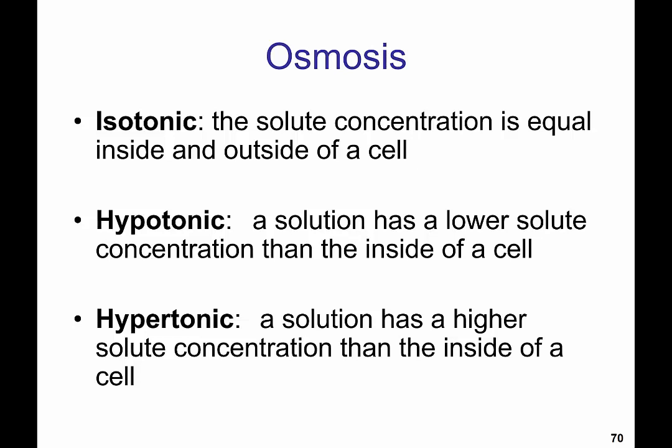In a hypotonic solution, hypo means lower. If you think of hypothermia as in a lower temperature, a hypotonic solution has a lower solute concentration than the inside of a cell. Hypertonic is just the opposite. Hyper means higher. Think hyperactive or overly active. So a hypertonic solution has a higher solute concentration than the inside of the cell.